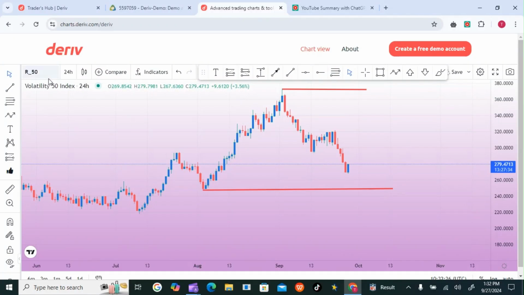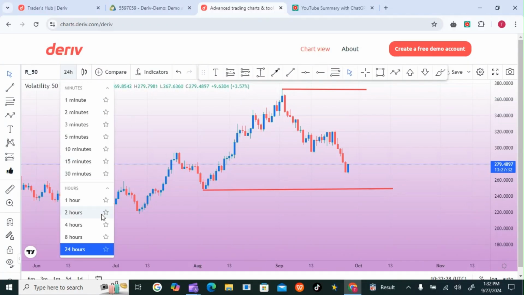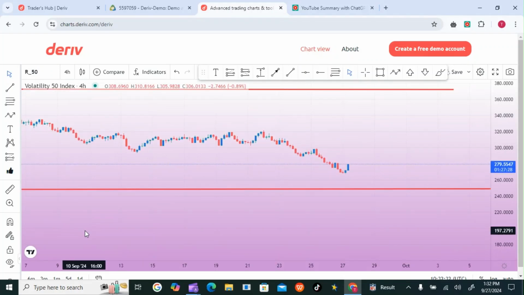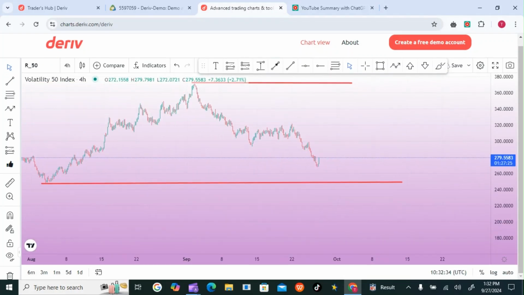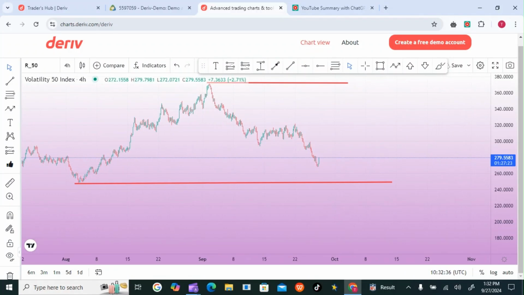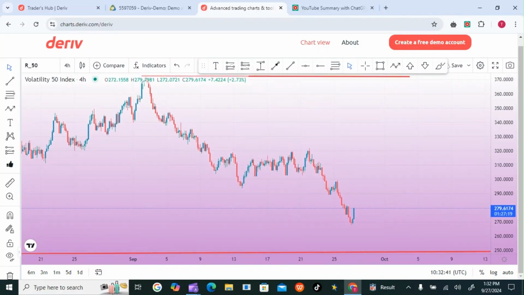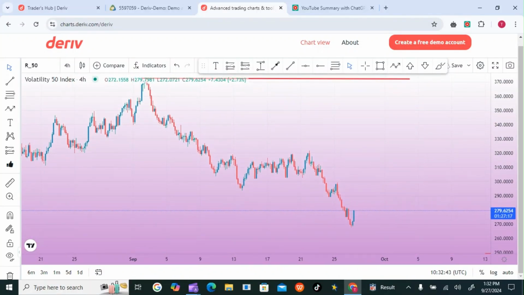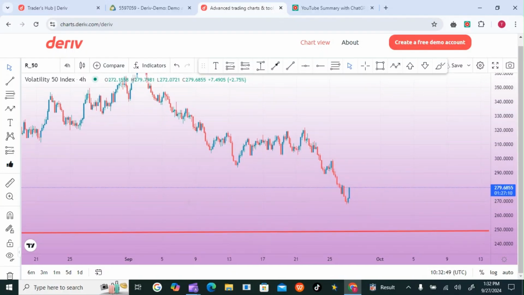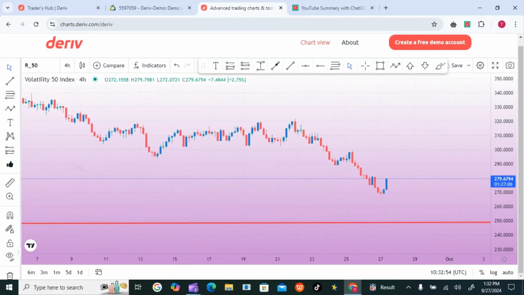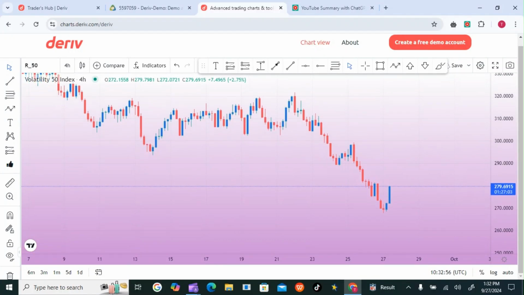So when we proceed to the 4 hours, we can see how the market has been moving. On the 4 hours, we can see there was an uptrend, and now we are on a downtrend, and the market is creating higher highs, higher lows, lower low, higher low, lower low, higher low, lower low. And then looking at this, what do we discover?